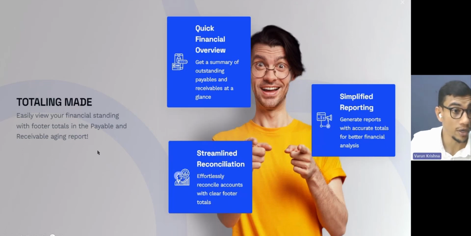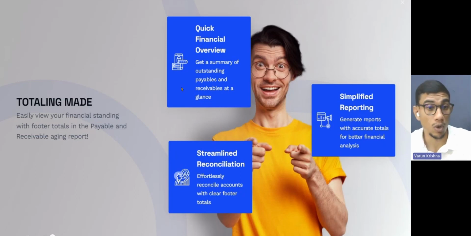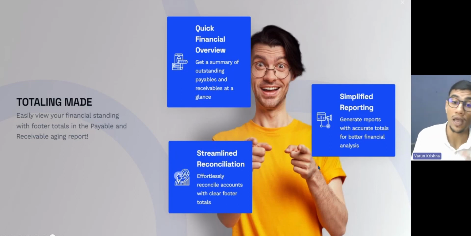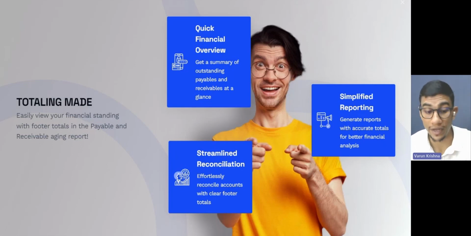Next, totaling made easy. Easily view your financial standing with footer totals in the payable and the receivable in the report. So what's your advantage? Get a summary of outstanding payable and receivable at a glance. Effortlessly reconcile accounts with clear footer totals, and generate reports with accurate totals for better financial analysis. So we will take a look into that also.